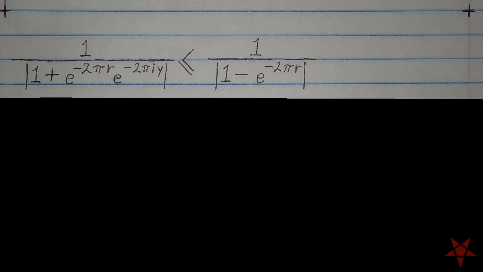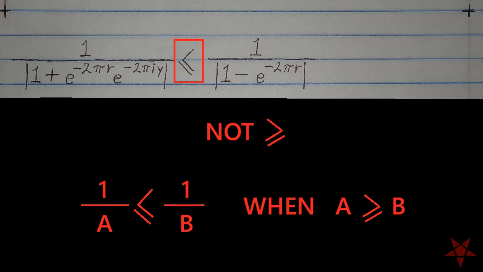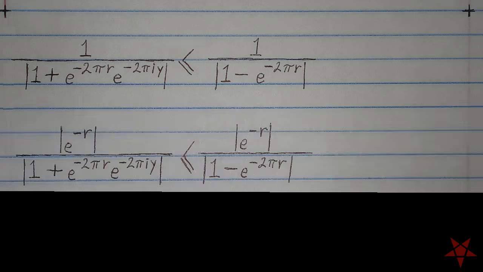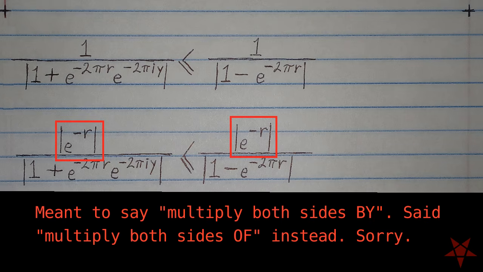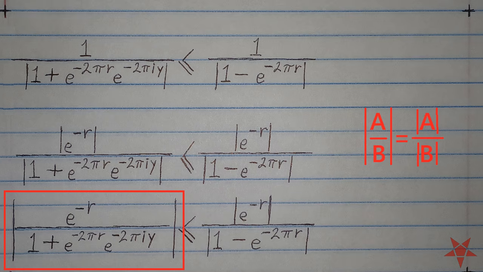We will next take the reciprocal of both sides of the inequality, and whatever you do, don't forget to reverse the polarity. From here, we are welcome to multiply both sides by the absolute value of e to the negative r. This quantity is positive, so the inequality holds. On the left side of the inequality, rules regarding the quotient of two absolute values allow us to combine the terms into a single absolute value.